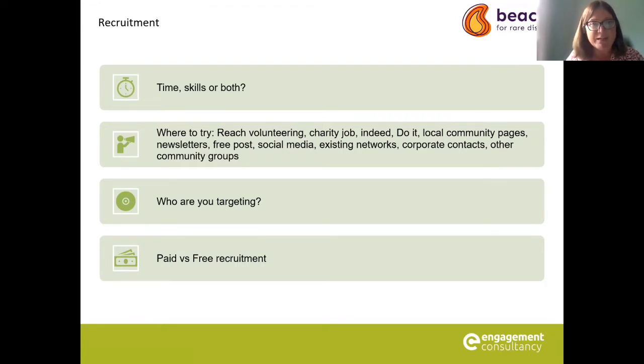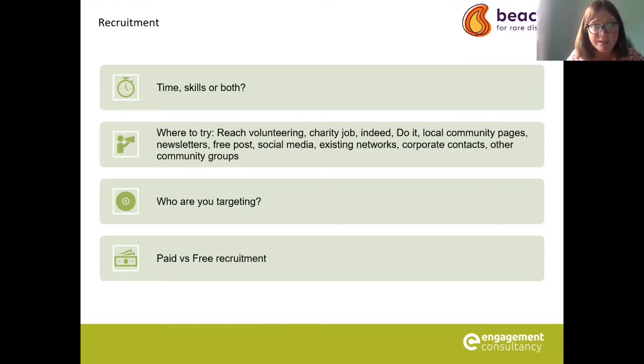So if you're looking for something really skills-based, when we were giving the examples about micro-volunteering, if you wanted a policy written, or if you wanted your website updating, Reach volunteering is amazing for that. It's specifically just for skills-based volunteers, and they will take down any adverts that aren't for skills-based volunteers. You can't just ask for time on Reach.